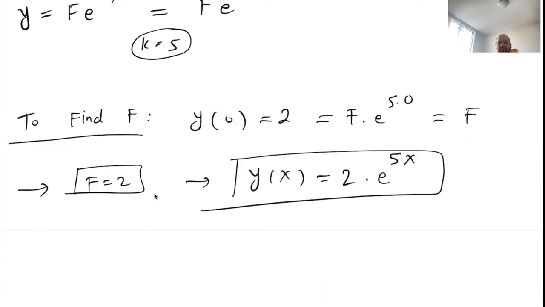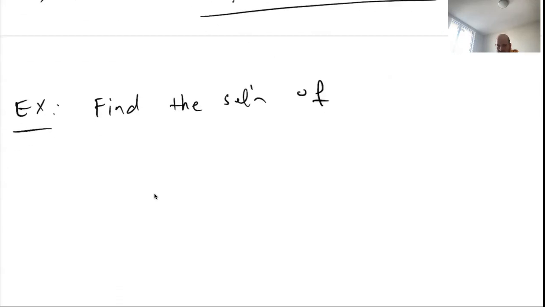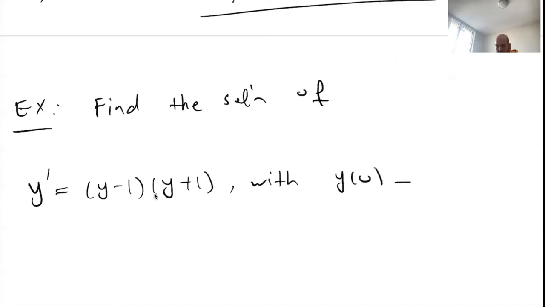Okay, now let's look at the next example. Example: find the solution of y prime equals y minus 1 times y plus 1, with y of 0 equals 3.